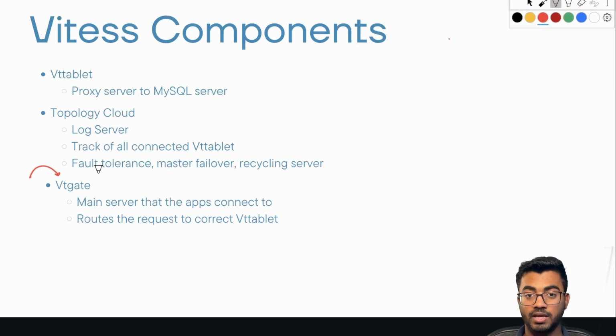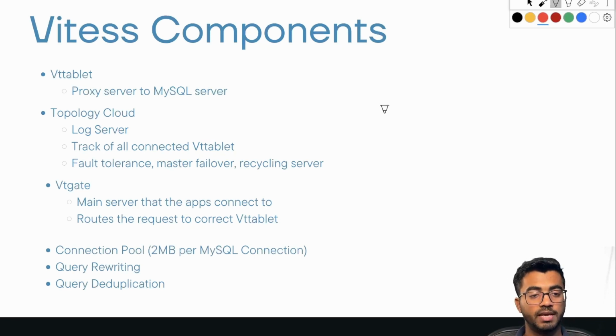But this looks like it's not doing enough. Why is Vitess working so effectively? For that, we need to understand what exactly VT tablet is doing differently than a normal MySQL instance. Think about this: the major chunk of memory consumption is the MySQL connection. Whenever a connection needs to be established, that requires 2 megabytes of memory per MySQL connection. Vitess, or VT tablet, internally makes a connection pool where you don't need to create a connection at every single instance. And that is where it gains a huge amount of efficiency over normal MySQL clusters.